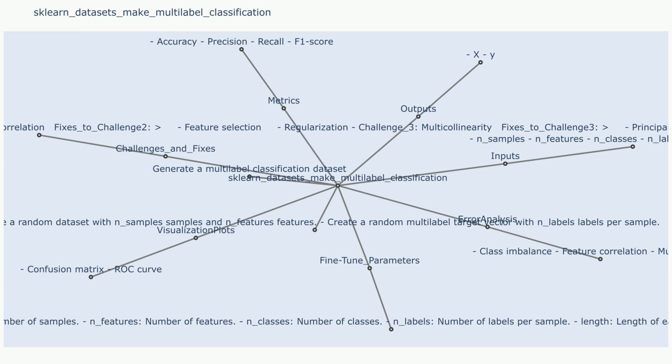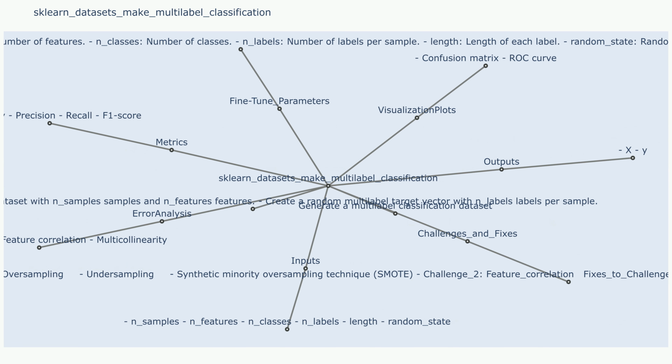Inputs. N samples. Number of samples to generate. N features. Number of features variables in the dataset. N classes. Number of classes labels for each sample. N labels. Average number of labels per sample. Length of the generated labels. It controls the number of unique values within each label, impacting the complexity of the multi-label classification problem.